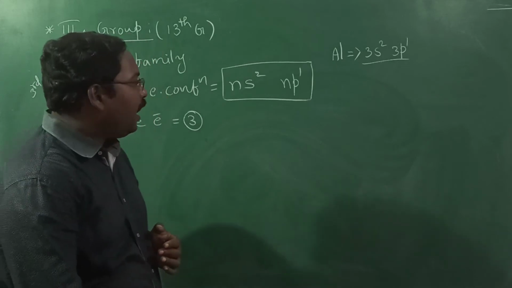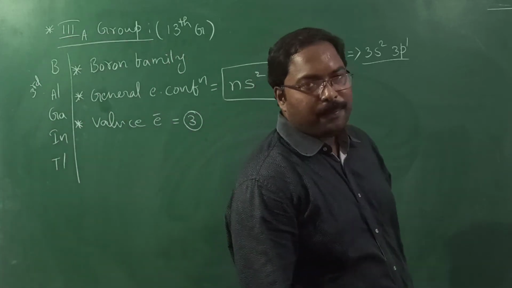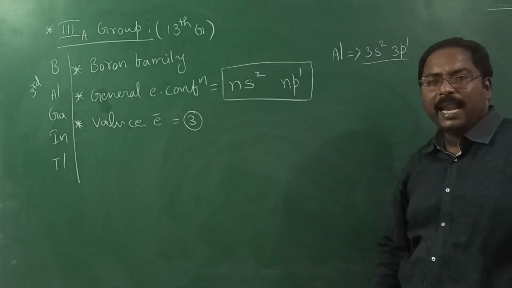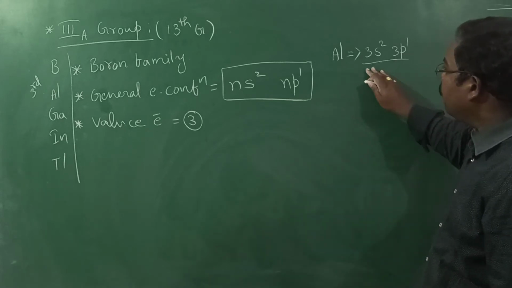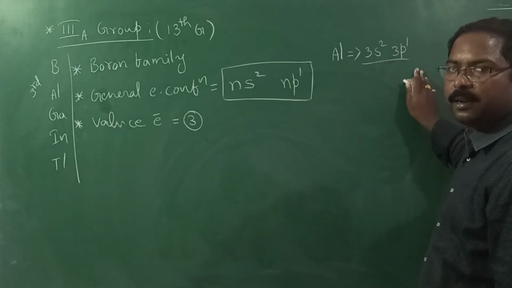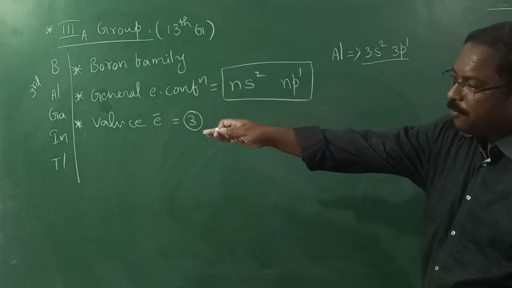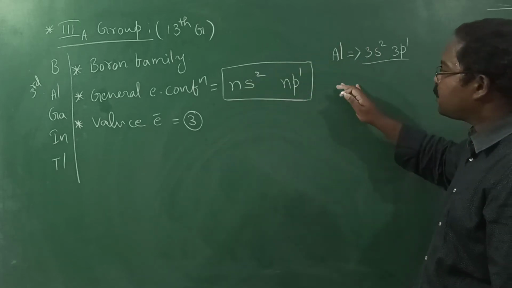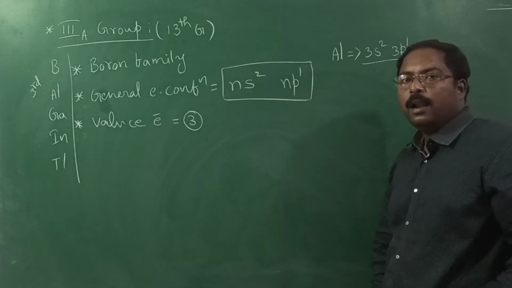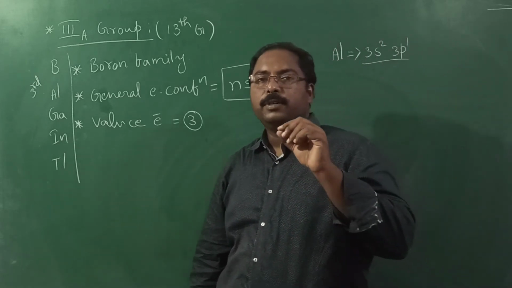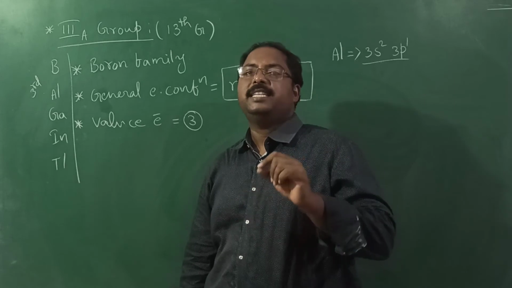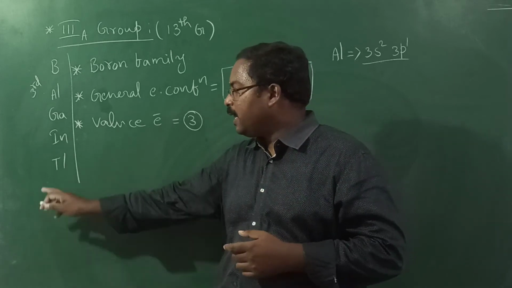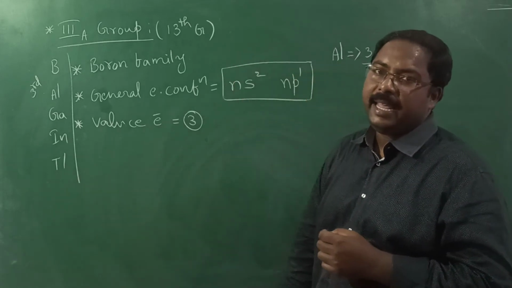Right. Now for example, if I ask you to write for gallium, it will be 4s2 4p1. Indium 5s2 5p1. Thallium 6s2 6p1. Thallium, don't confuse and write it as TH. TH means thorium. So write clearly TL, thallium.